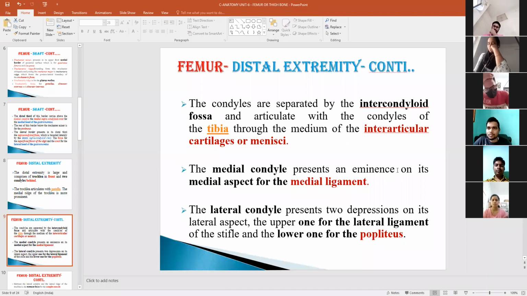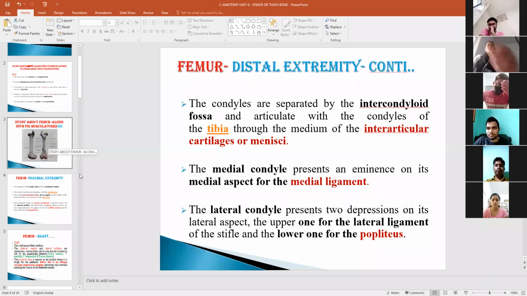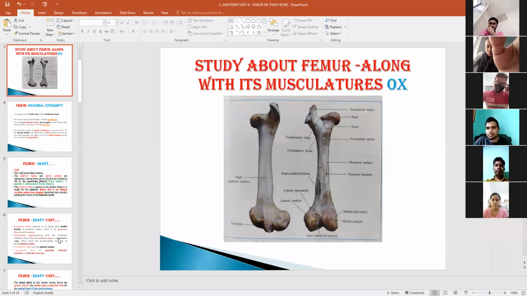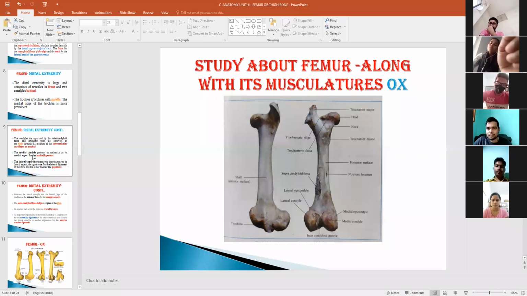The medial condyle presents an eminence on its medial aspect for the medial ligament, and the lateral condyle presents two depressions on its lateral aspect: the upper one is for the lateral ligament of the stifle joint, and the lower one is for the popliteal ligament. So we are discussing these structures. This is the lateral condyle and this is the medial condyle. Below that there are cartilaginous structures known as menisci, this one for the lateral cartilage and this for the medial cartilage, and the medial ligament, which help in the formation of the stifle joint.